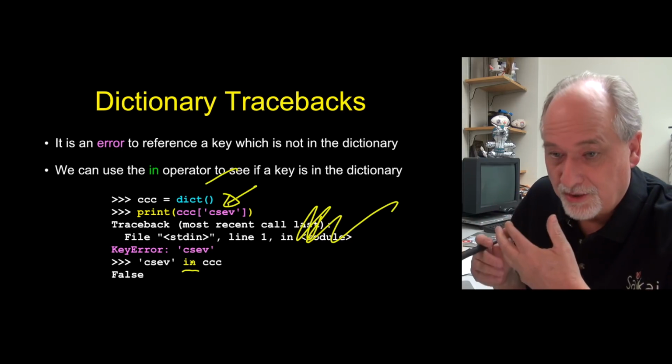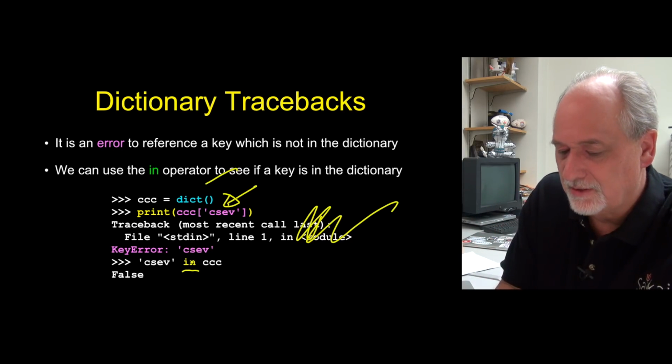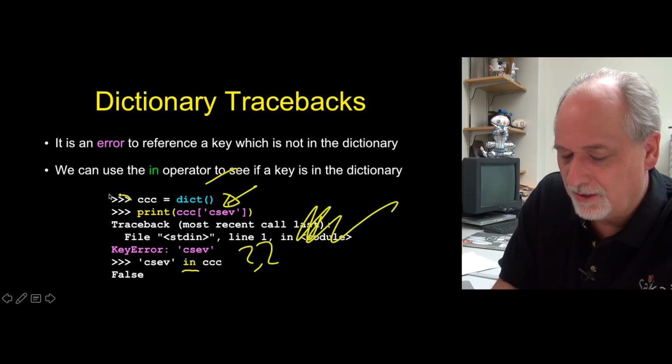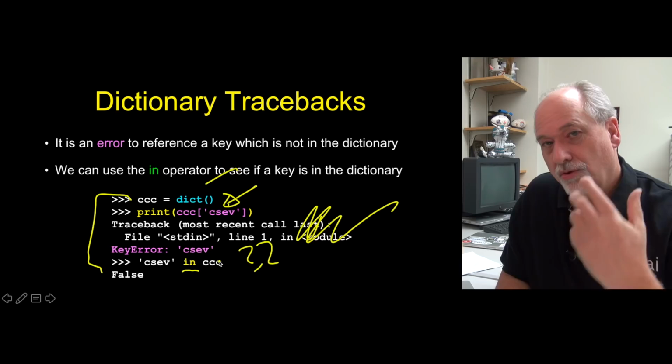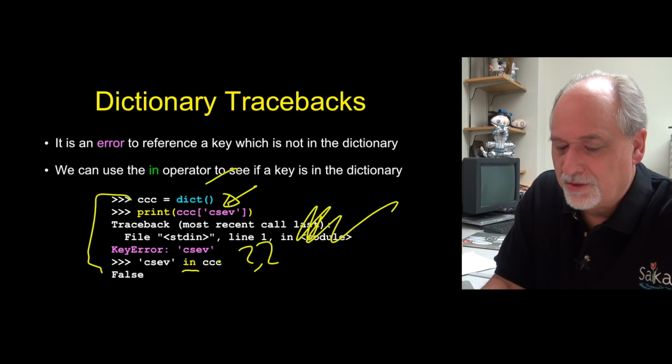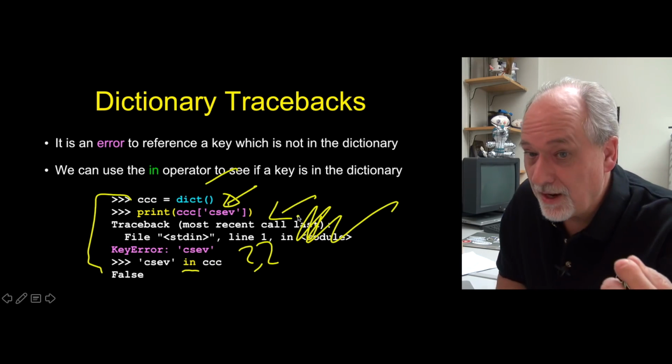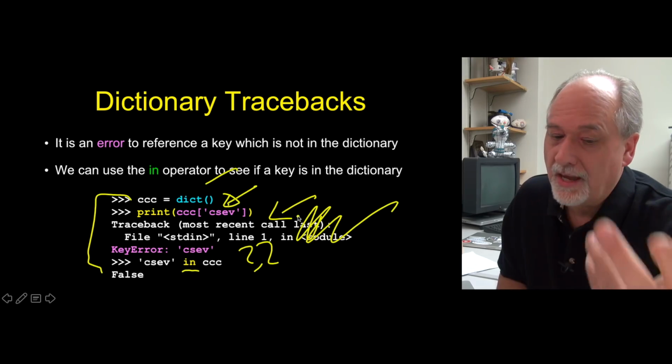So that is a question. It's saying, is csev in ccc? Well, this is this empty one, and so it is no, it is not. csev is not in ccc. And so using this in operator, we can avoid the traceback. We can say, if it's not there, put it in. If it is there, add 1 to it.